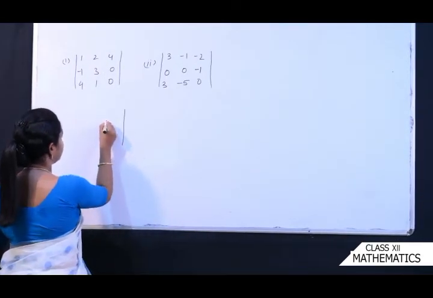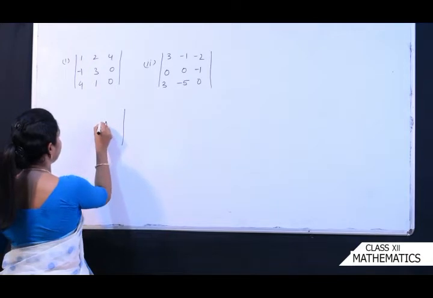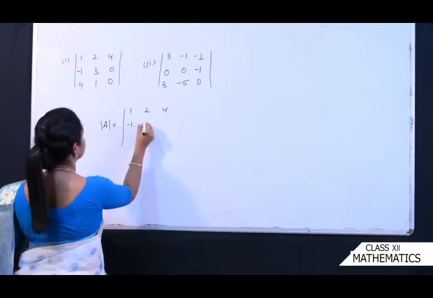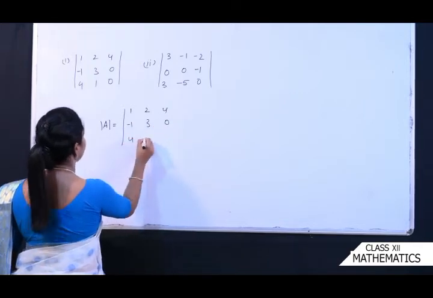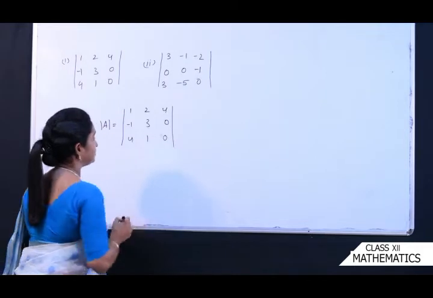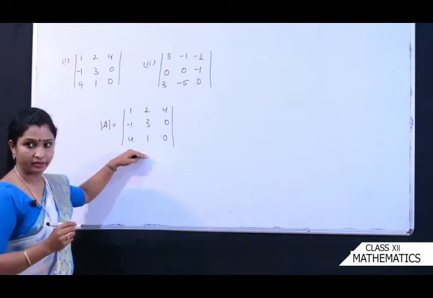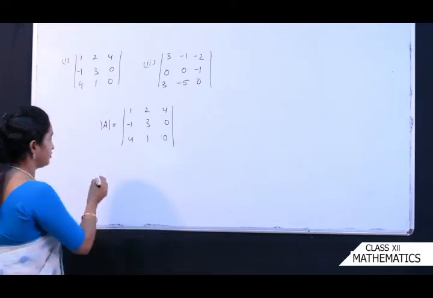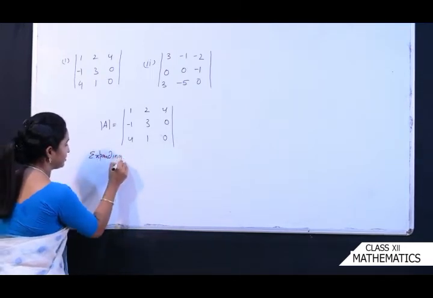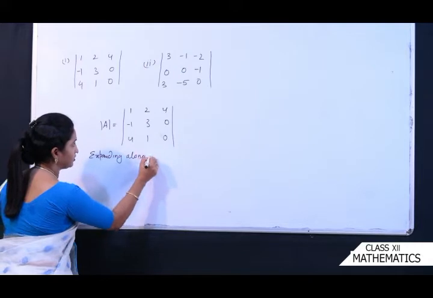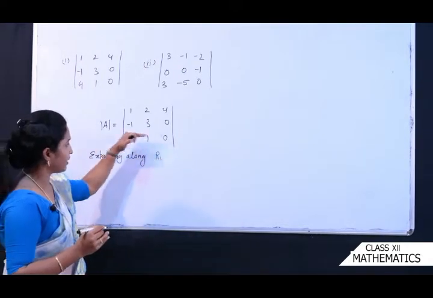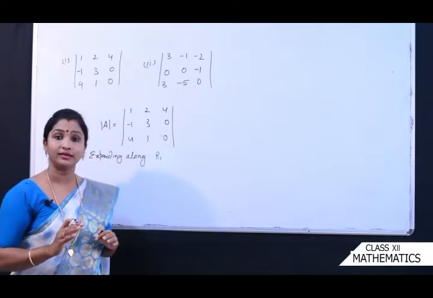I'll denote. Okay, we'll find the determinant. Okay, determinant A is equal to 1, 2, 4, minus 1, 3, 0 and 4, 1, 0. Okay, right? Now look at here. You have to evaluate the determinant. Okay. Now, first I am expanding along R1. Okay. I'll also explain you expanding along R2. We'll see whether we are getting the result same or not.